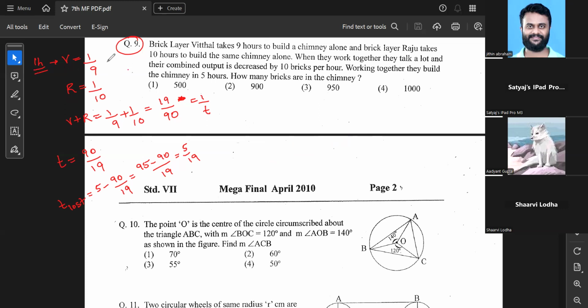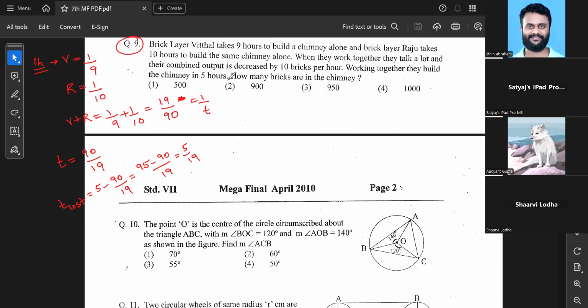First of all, what did I find in 1 hour? How much work is Vittal doing? That was 1/9. How much work is Raju doing? That was 1/10. When Vittal and Raju work together, they complete 19 by 90 of the work, which is nothing but 1/9 plus 1/10. Taking the LCM, I found the answer to be 19 upon 90, which is equal to 1 upon time. I had explained that last time. That gives me time is equal to 90 upon 19.